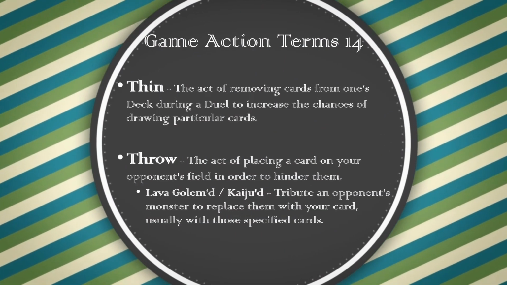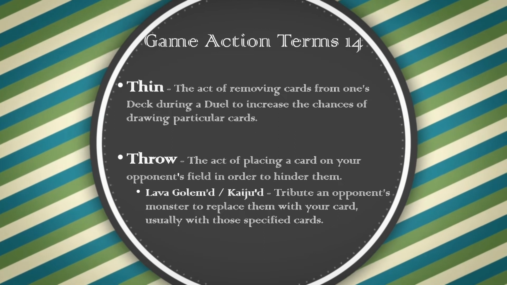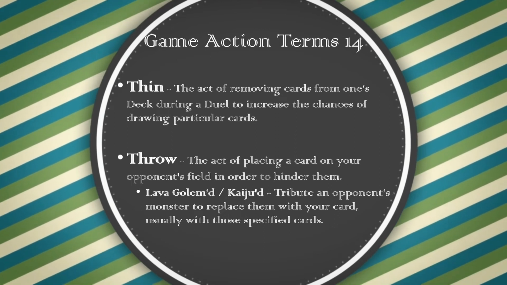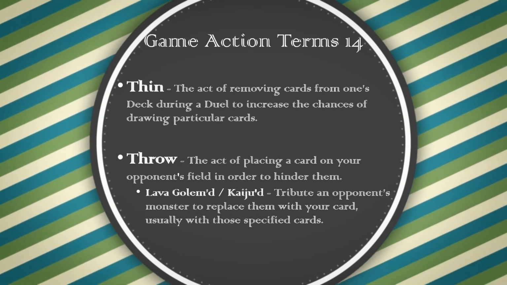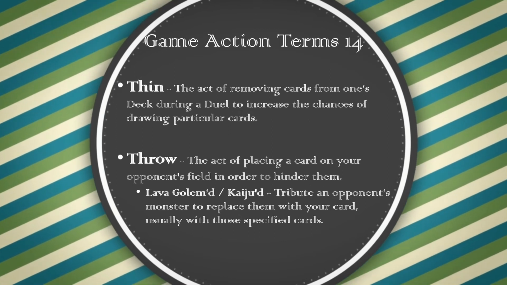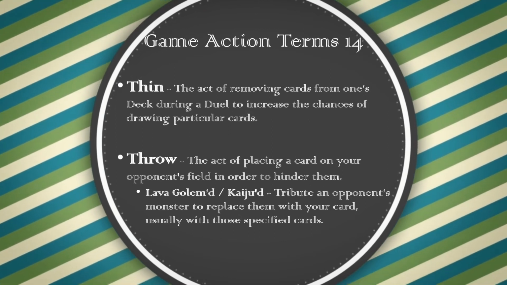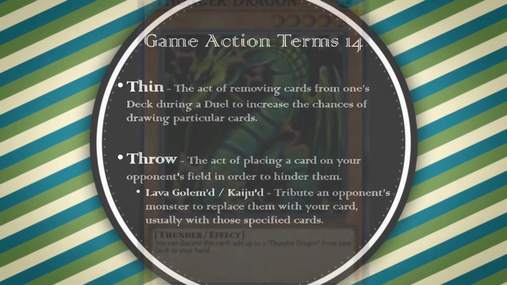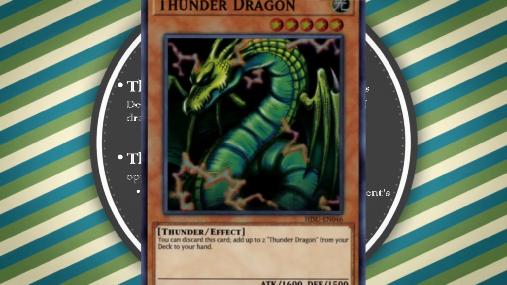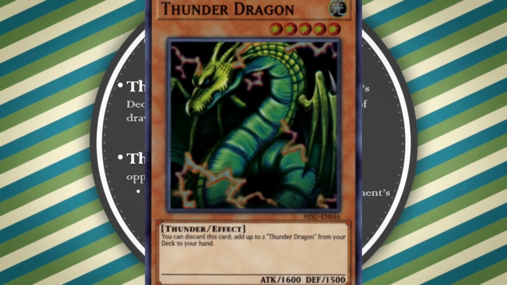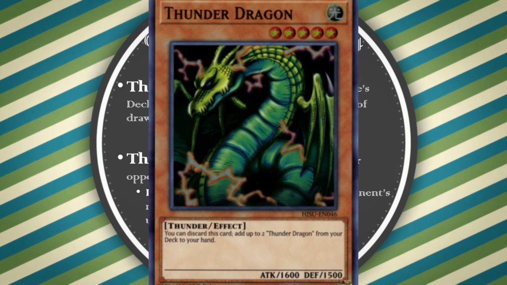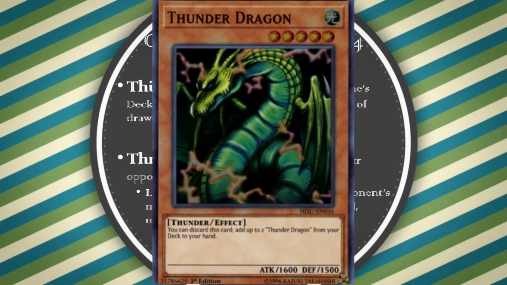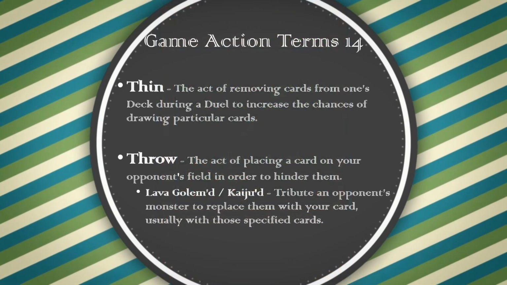Thin. The act of removing cards from one's deck during a duel to increase the chances of drawing particular cards. Thinning out your deck allows for the increased probability of drawing the cards you need to draw. A card like Thunder Dragon helps thin out a deck with an effect which states, you can discard this card, add up to 2 Thunder Dragon from your deck to your hand. By doing this, you have thinned out your deck by 2 cards.